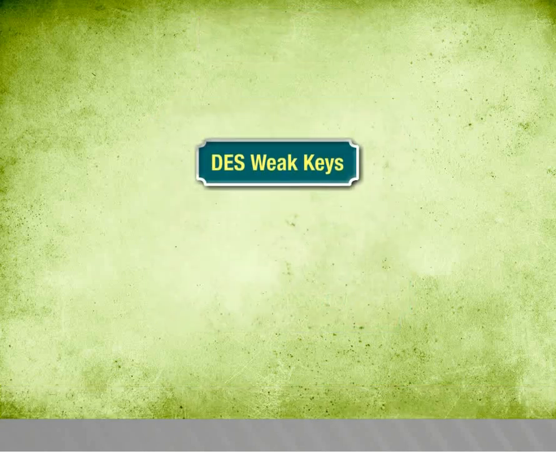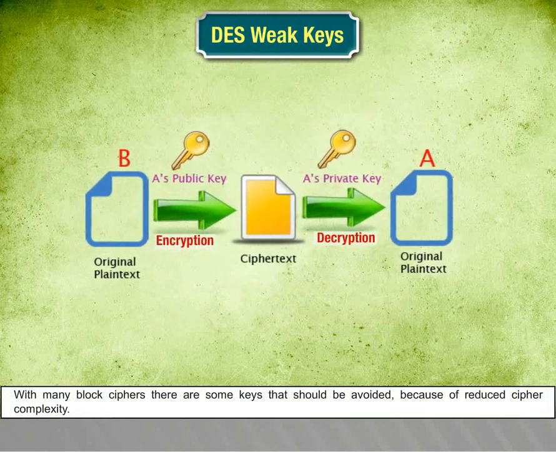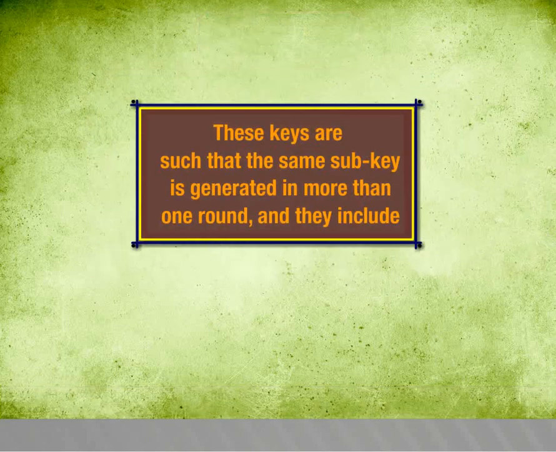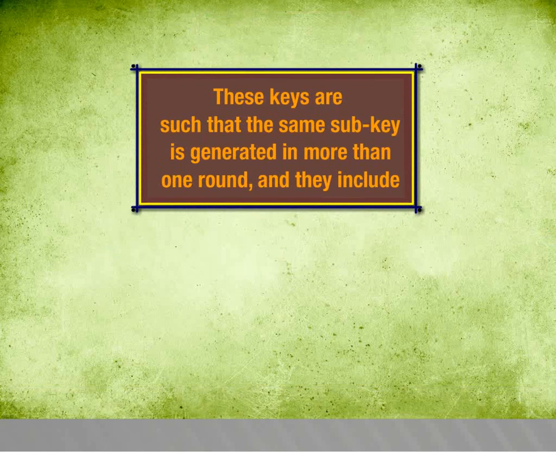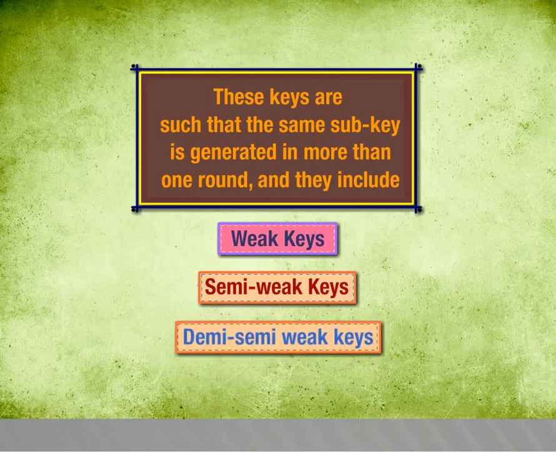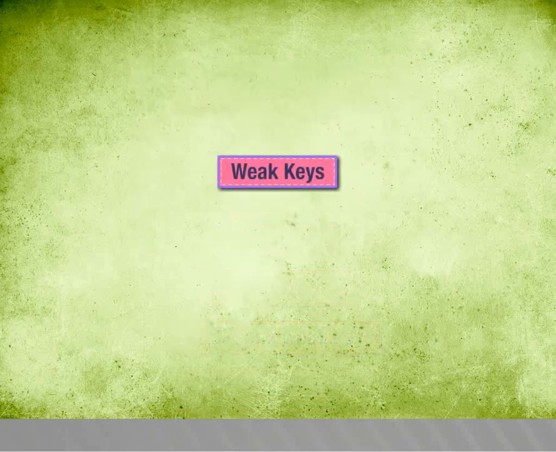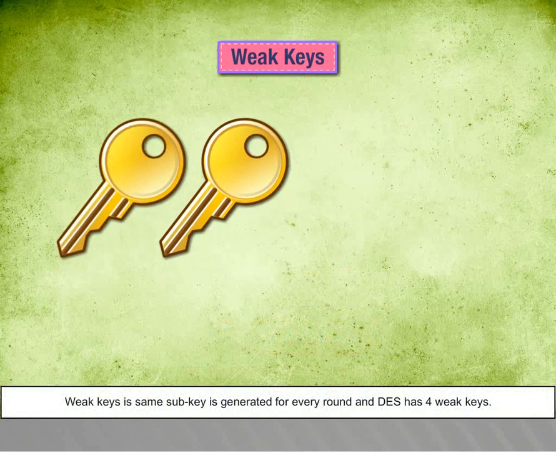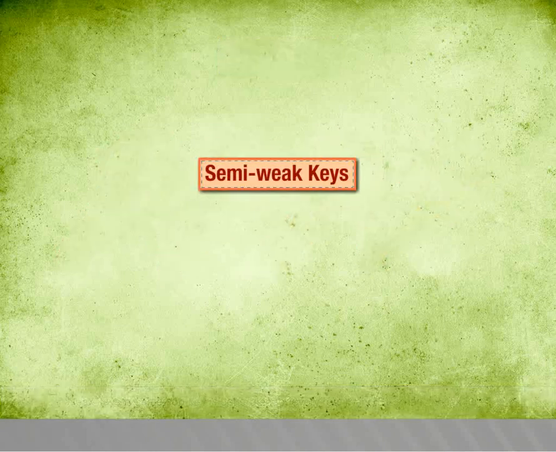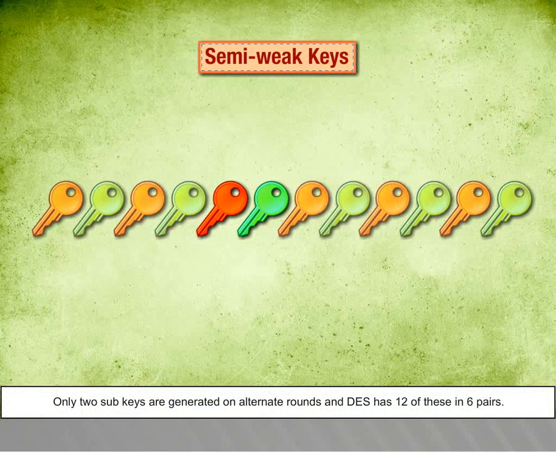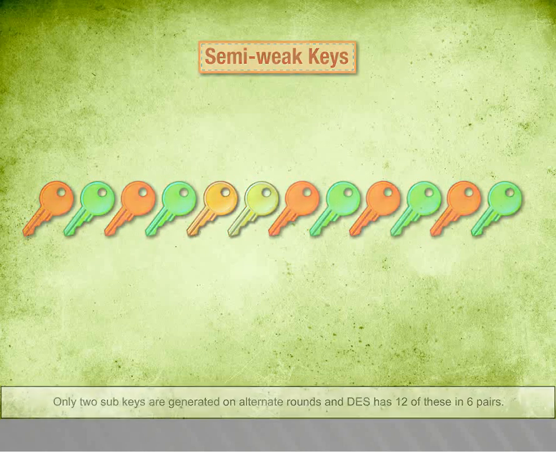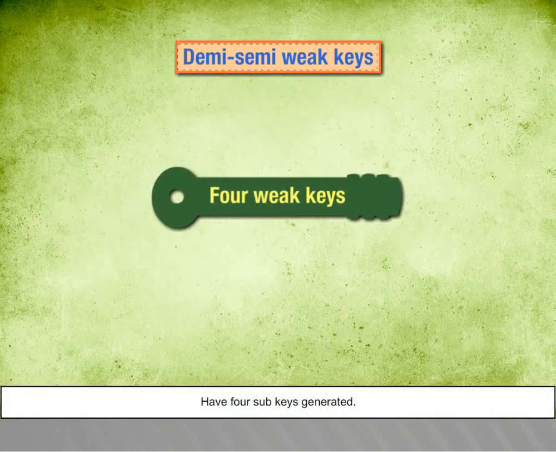DES weak keys. With many block ciphers, there are some keys that should be avoided because of reduced cipher complexity. These keys are such that the same subkey is generated in more than one round, and they include weak keys, semi-weak keys, demi-semi-weak keys. Weak keys: the same subkey is generated for every round, and DES has 4 weak keys. Semi-weak keys: only 2 subkeys are generated on alternate rounds, and DES has 12 of these in 6 pairs. Demi-semi-weak keys have 4 subkeys generated.